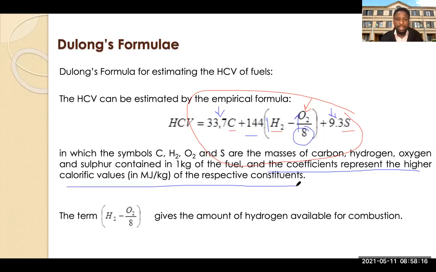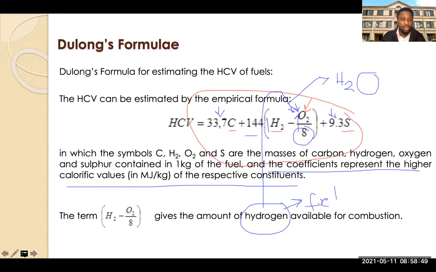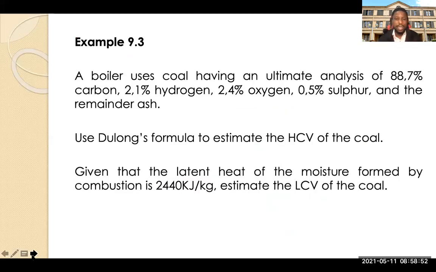So we've seen this. This term gives the amount of hydrogen available. Remember, I mentioned earlier on, there is always hydrogen in the fuel. And then we said the hydrogen in the fuel reacts with oxygen. And when the hydrogen reacts with that, you have your H2O forming, which can either condense or be steam. So we've talked about that. Things will be clearer when we look at the calculation.